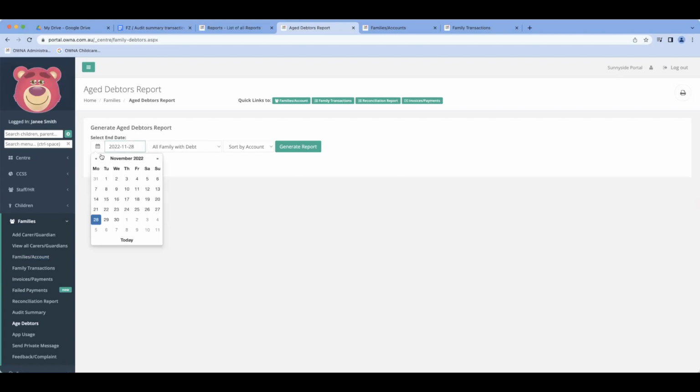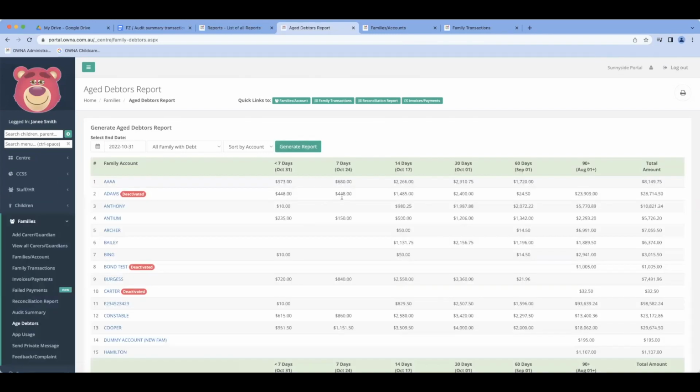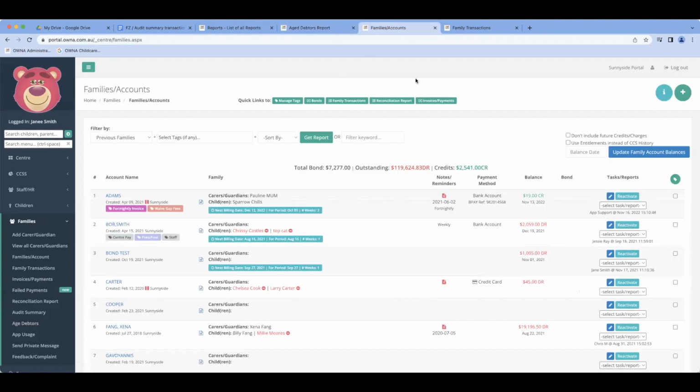So if you wanted to see who was owing as of the end of October, click generate report. Just keep in mind, it also includes people that have paid since then. So this family may have paid since October, and so that gets added on to the account as well. And you'll see here on the aged debtors report, any of the deactivated families. So there's one of two ways of checking families that have outstanding amounts. You can use the aged debtors report, but honestly, I generally just use the families and accounts page.